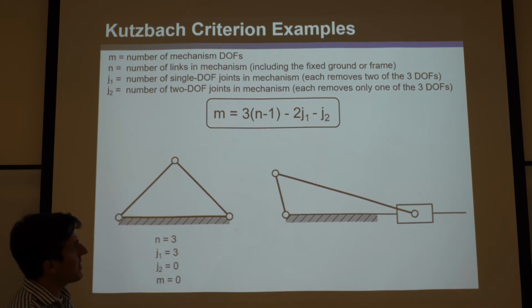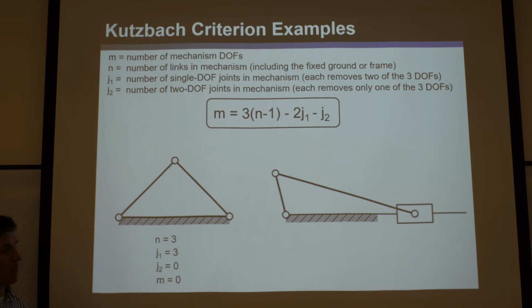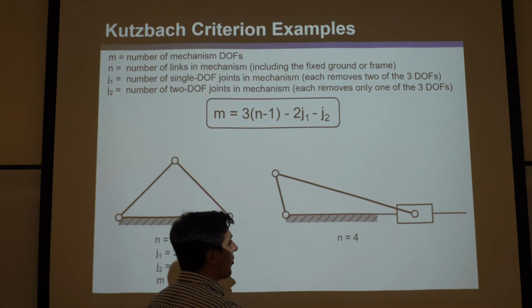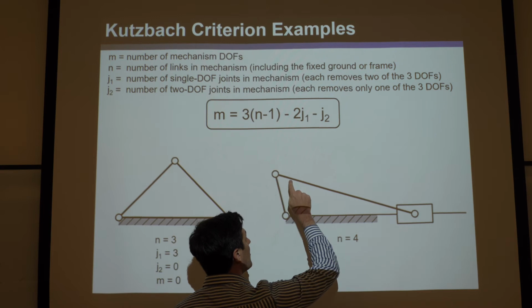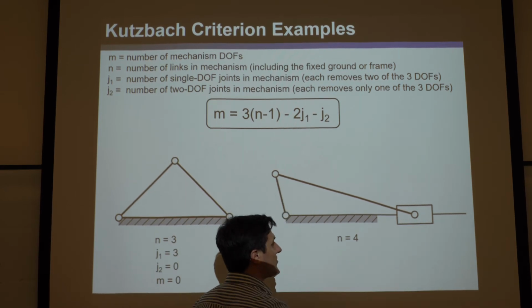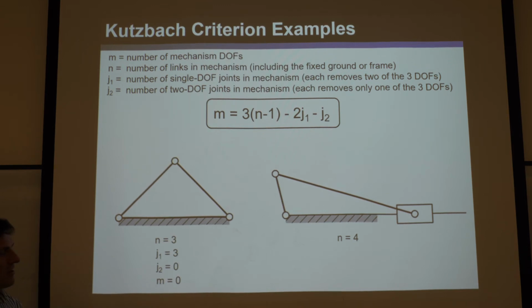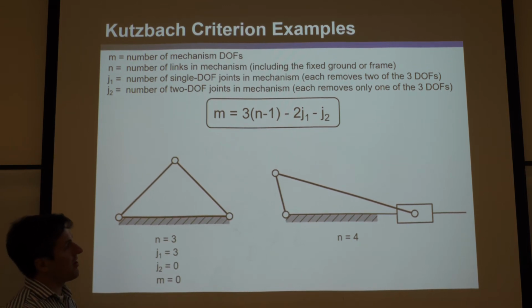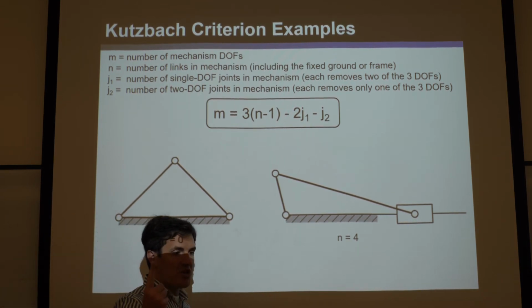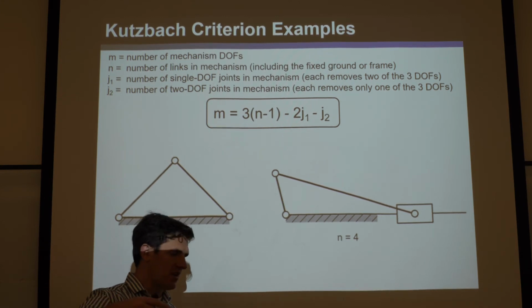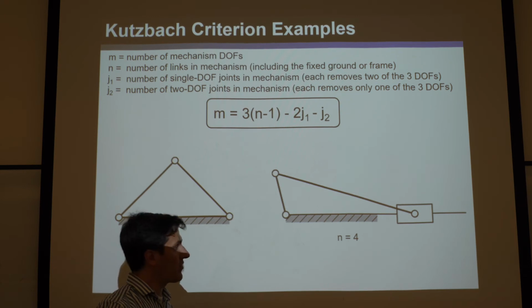Okay, but anyway, getting back to Kutzbach, let's use this to find what mobility it is. Okay, you already know it's 1 degree of freedom, but let's calculate this, okay? So how many links are there? Well, there's 4. There's 1, 2, 3, and the box is 4, okay? That's how many rigid bodies are in there. Okay? Well, how many J1 joints are there? Well, that means how many 1 degree of freedom. Remember, it has nothing to do with lower or higher pairs or surface area or anything. It's just how many 1 degree of freedom joints.